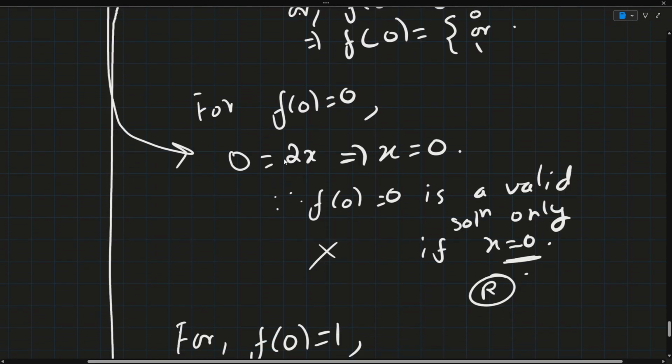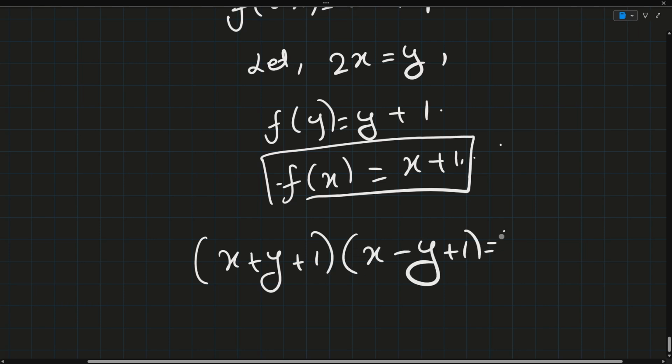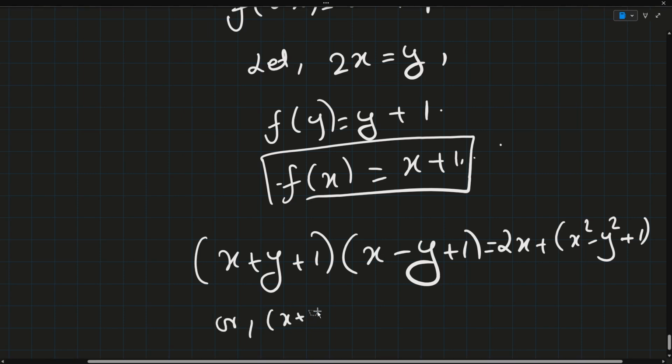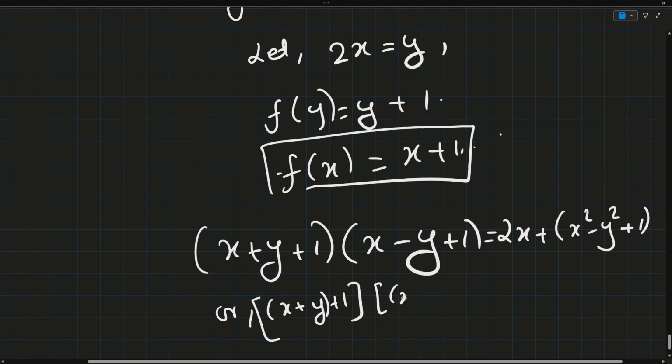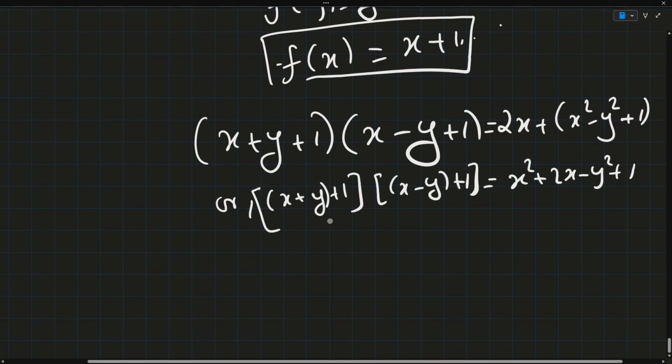Now if we substitute f of x is equal to x plus 1 in our original equation, we get something like this. We get x plus y plus 1 times x minus y plus 1 is equal to 2x plus x square minus y square plus 1, or this is basically x plus y plus 1 times x minus y plus 1 is equal to x square plus 2x minus y square plus 1, and this is basically a plus b times a minus b.